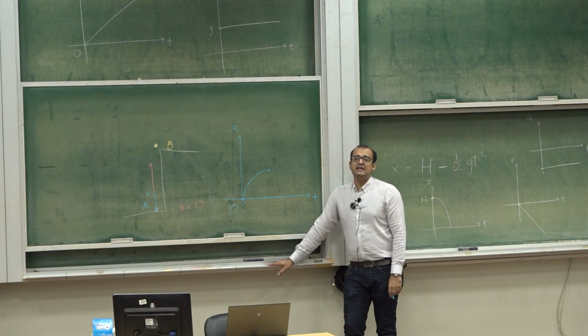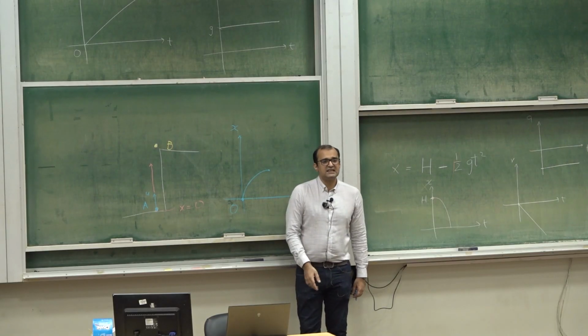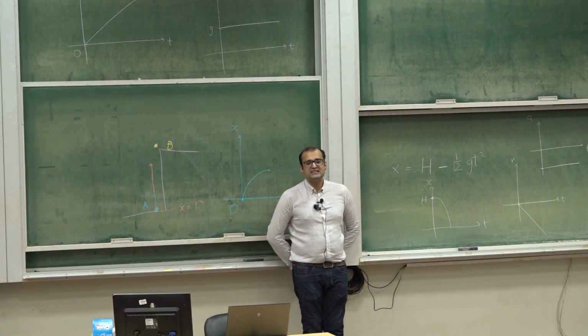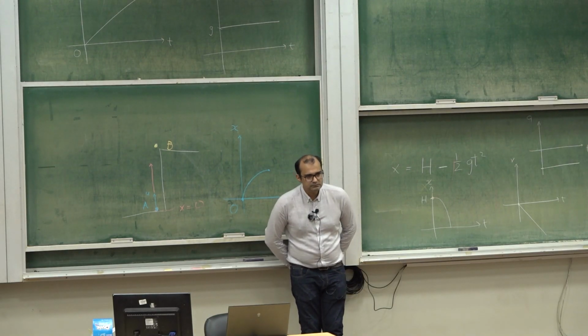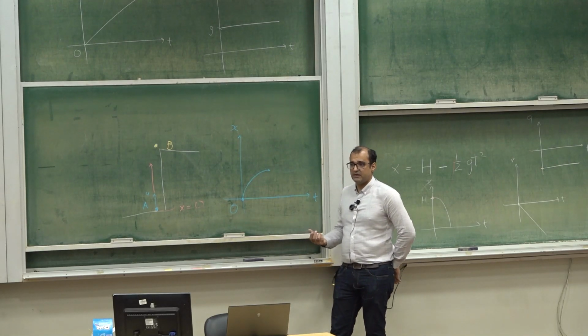Okay. That does not mean, by the way, that while this object A is going up, acceleration is minus g, and while the object is coming down, the acceleration is plus g. That is utterly nonsense. The acceleration is minus g in this case throughout. As you will see once we plot the velocity time graph and the acceleration time graph.